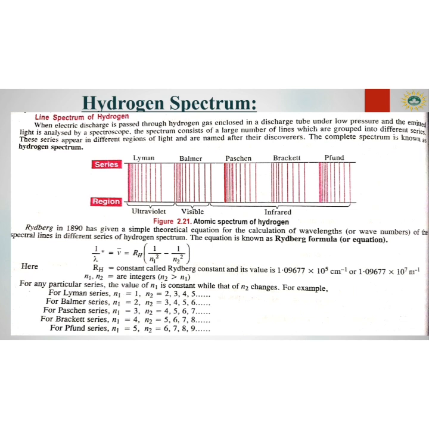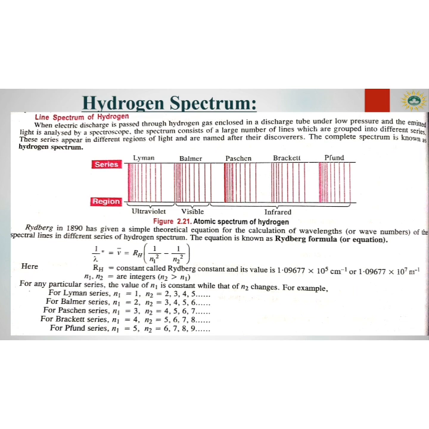These series appear in different regions of light and are named after their discoverers. মানে এক একজন ডিসকভারার সায়েন্টিস্টদের নামে এক একটা সিরিজ অফ লাইন্স রয়েছে। The complete spectrum is known as hydrogen spectrum. The hydrogen spectrum is divided into Lyman series, Balmer series, Paschen series, Brackett series, and Pfund series. Now, Lyman series is actually in ultraviolet region. Only Balmer series is in visible region. মানে আমরা শুধু Balmer সিরিজটাকে দেখতে পাবো খালি চোখে। And others, Paschen, Brackett, Pfund series, are in infrared region.